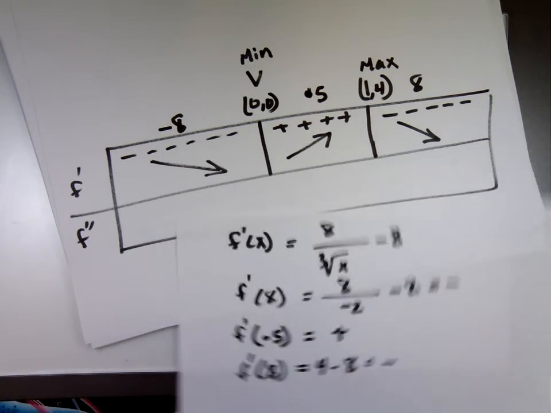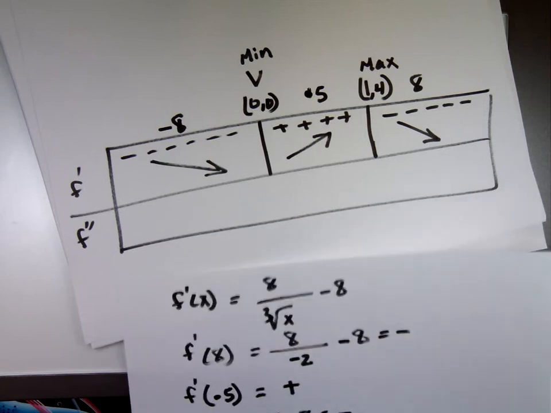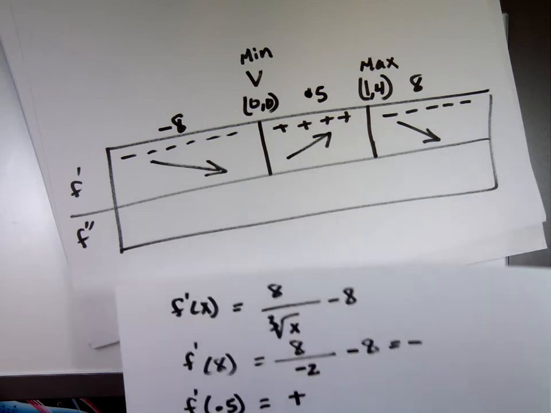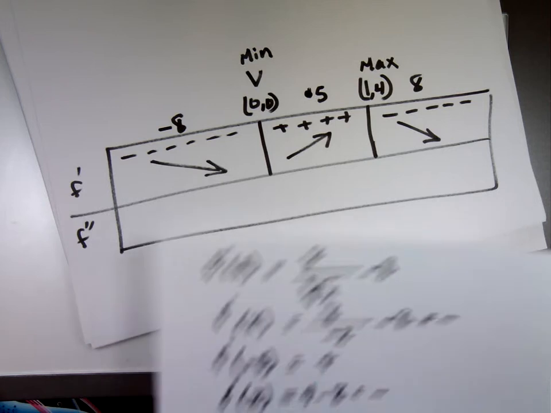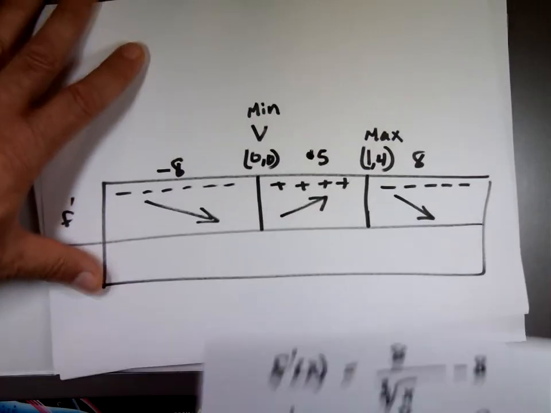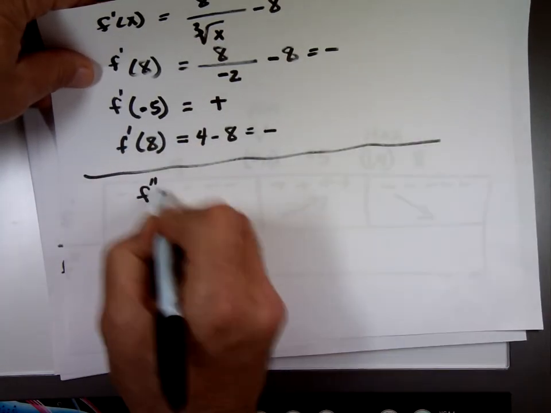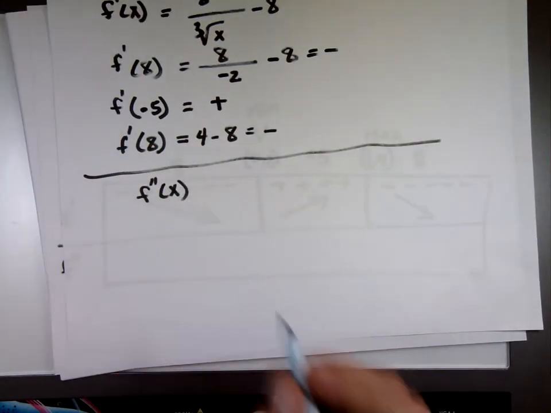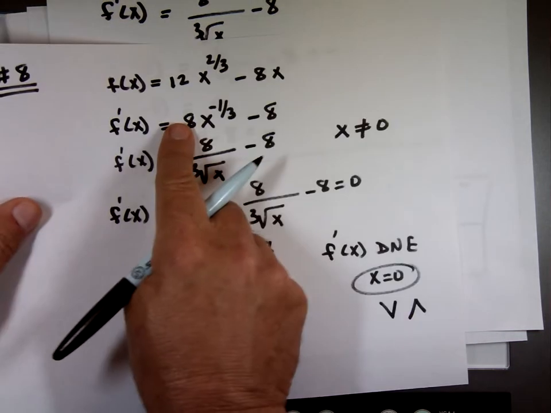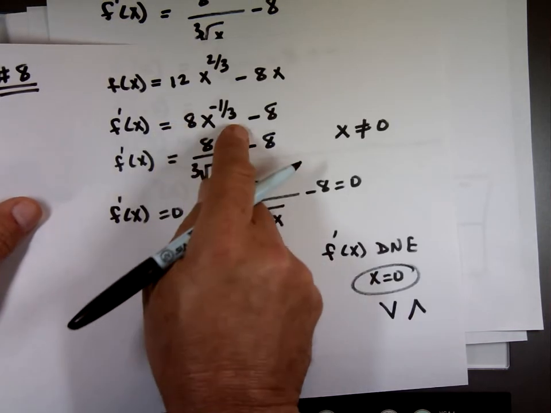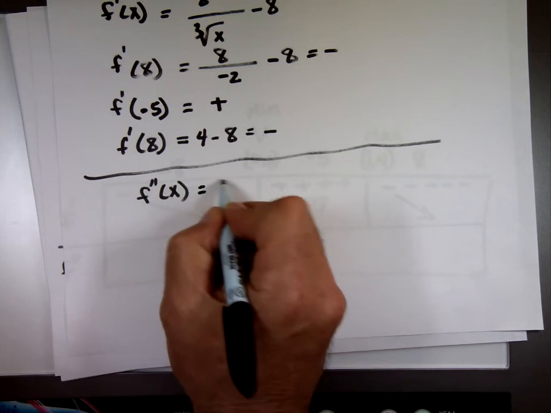That's the first derivative. Now I've got to find the second derivative. Let me save some paper and continue with this. What's the second derivative of x? This is the first derivative; take the derivative of this. Negative 8 over 3, x to the power of negative 4/3.